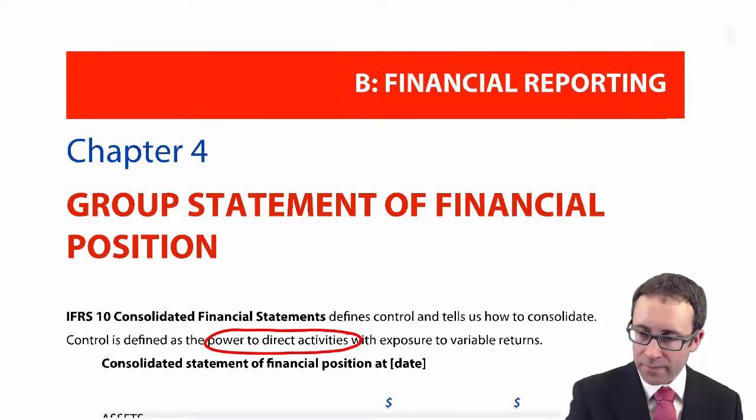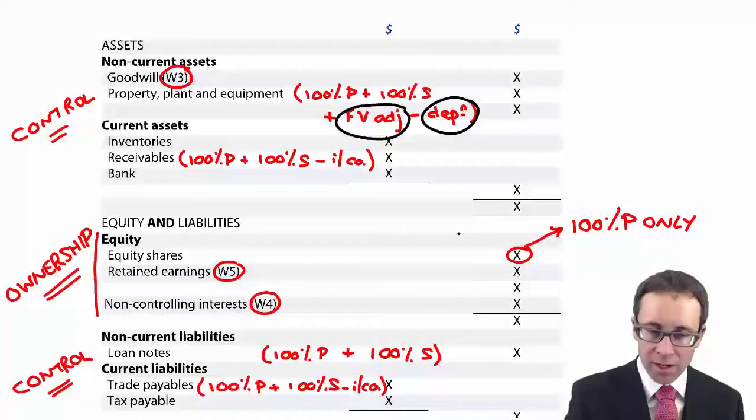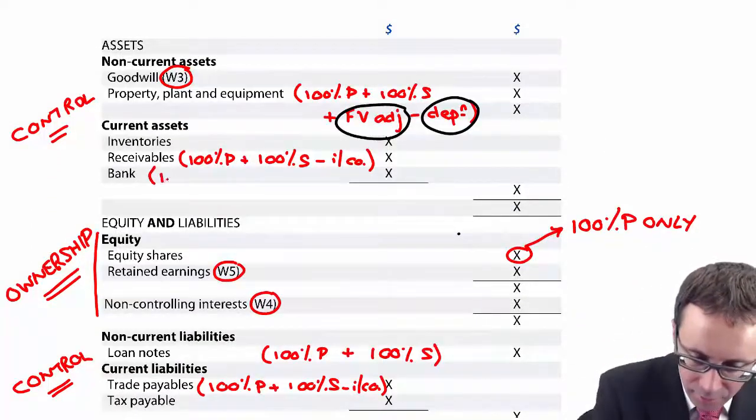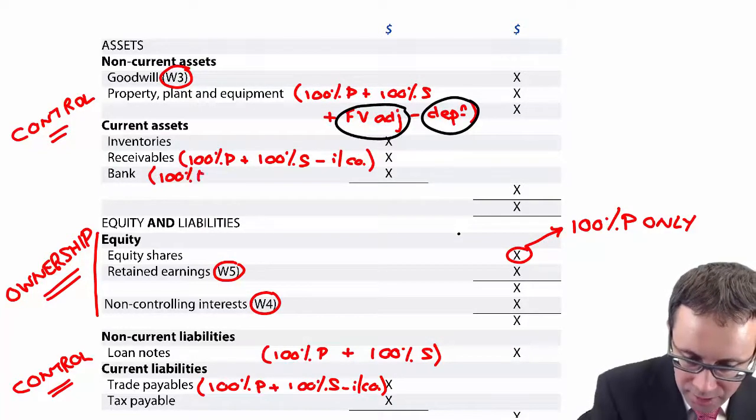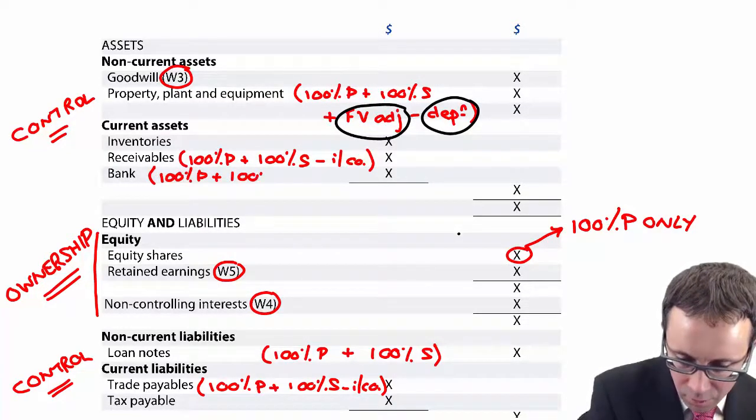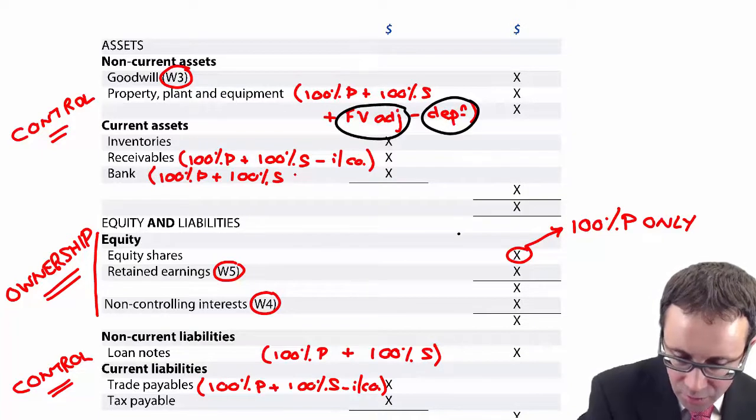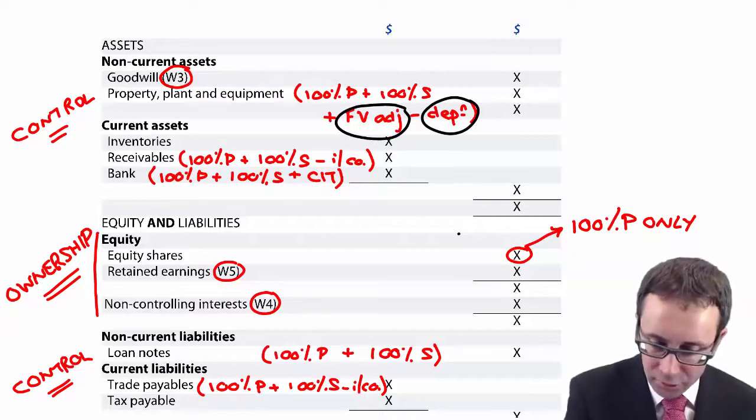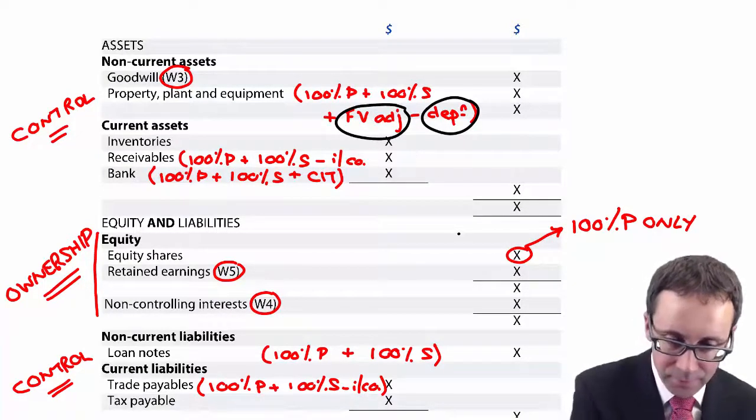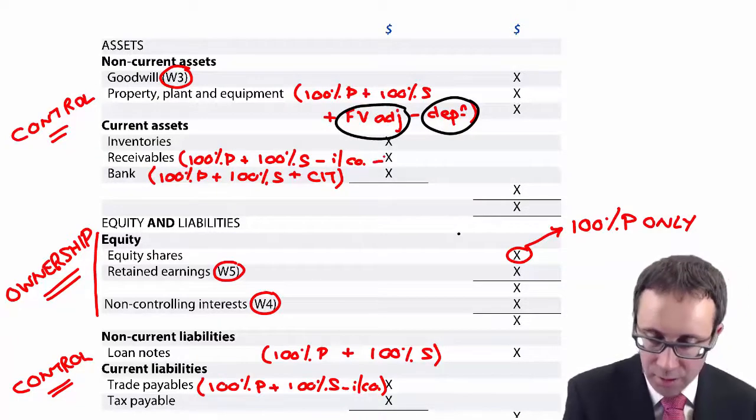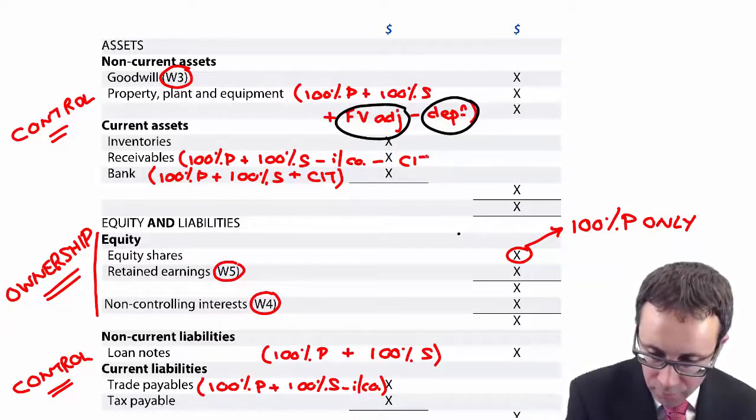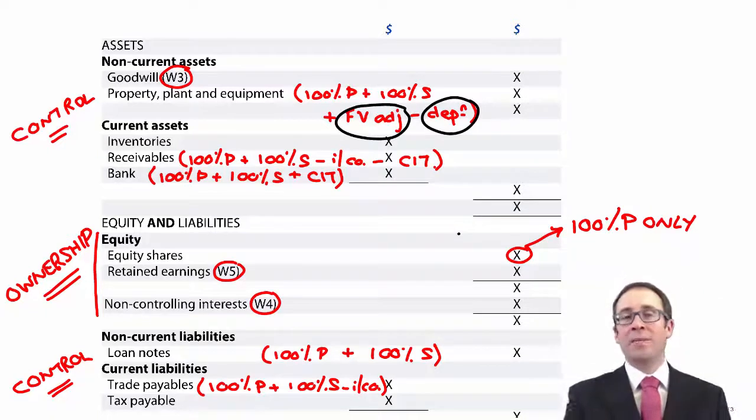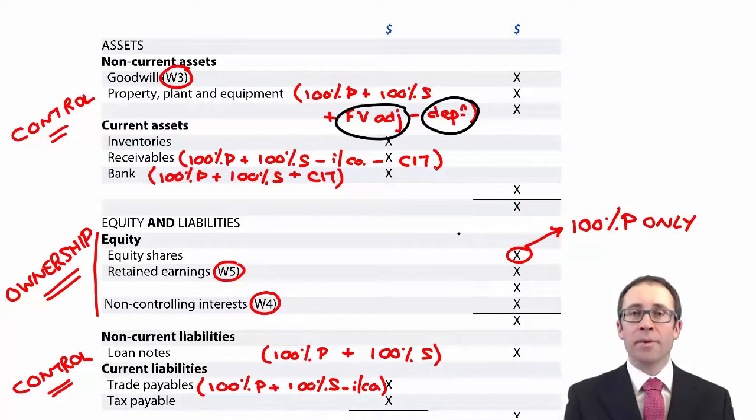So if you're looking at your bank, it will be 100% of P plus 100% of S. You debit the bank, so you add in your cash in transit, and again you try and squeeze it in, it's up to you. On your receivables, you remove that cash in transit and then eliminate any remaining intracompany balance. Okay, a bit tricky.